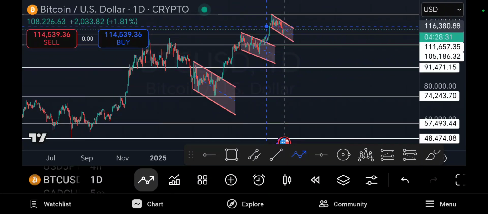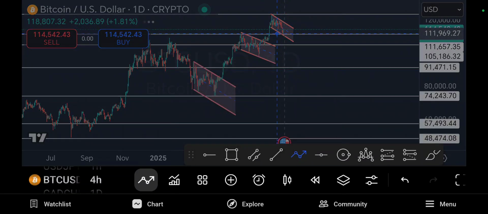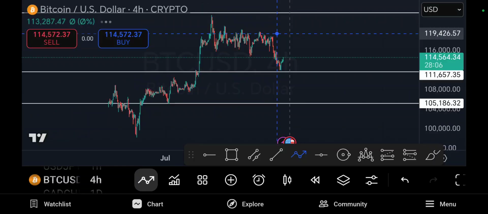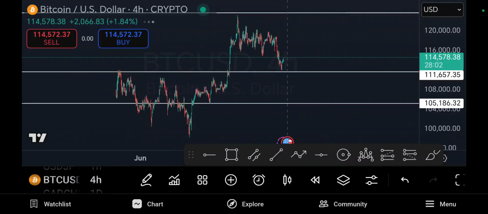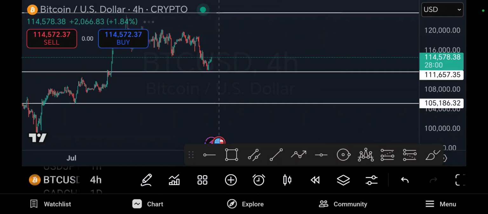Confluence. See, it's touching the resistance, which is the white line. It's touching the diagonal resistance, which is this peach one. If you go to the 4 hour, it's probably showing us entry points, showing me entry points, not you, because you will not be copying me. This is not financial advice. It's showing me entry points.